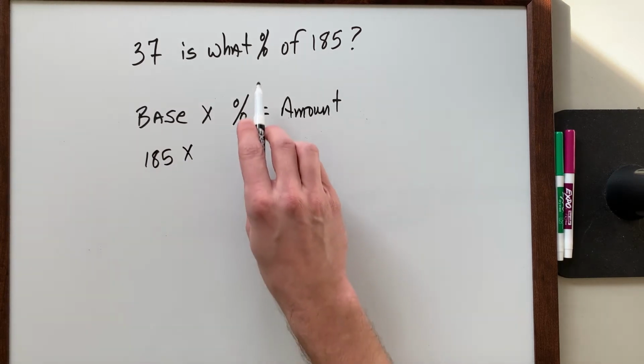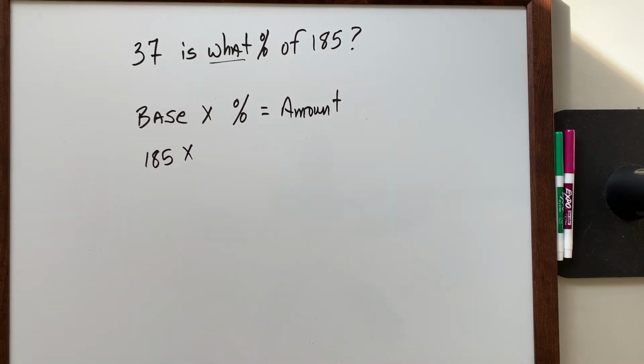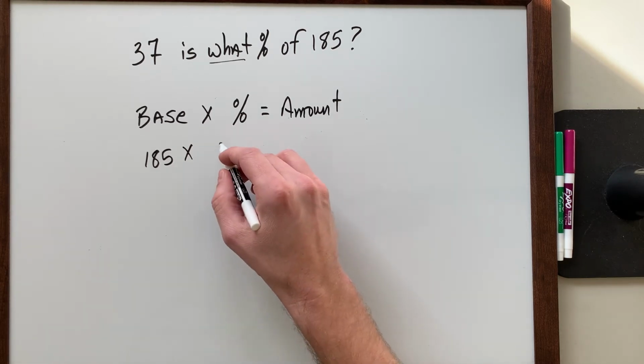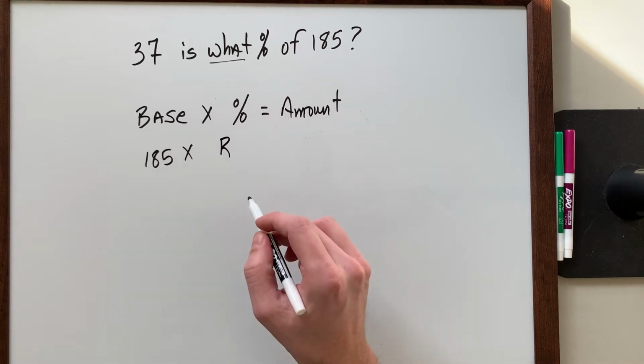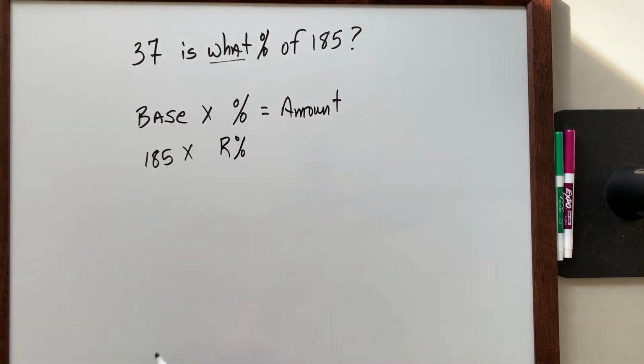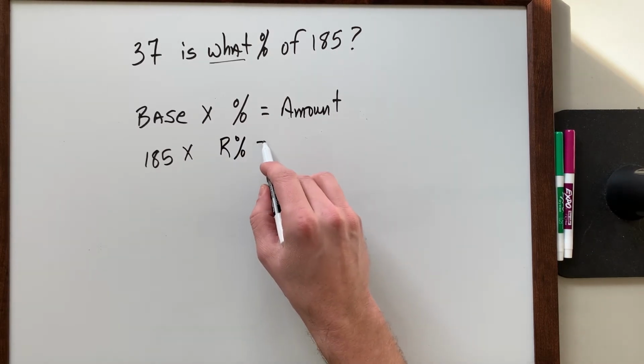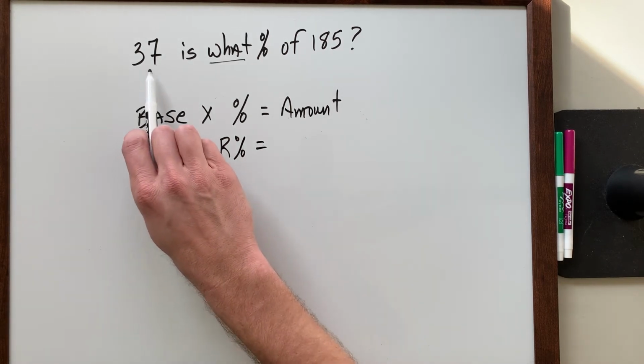times the percentage we don't know. The word what means how much, what percent, we don't know. So let's go ahead and just pick a value, the letter R. R is gonna represent the percentage. And then that's gonna equal our amount. Well, we know what the amount is.